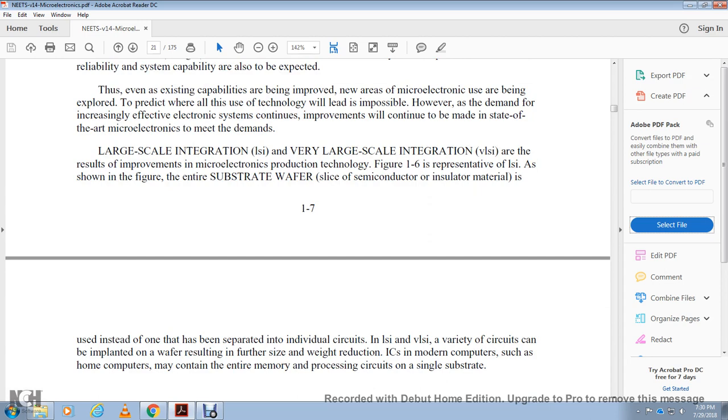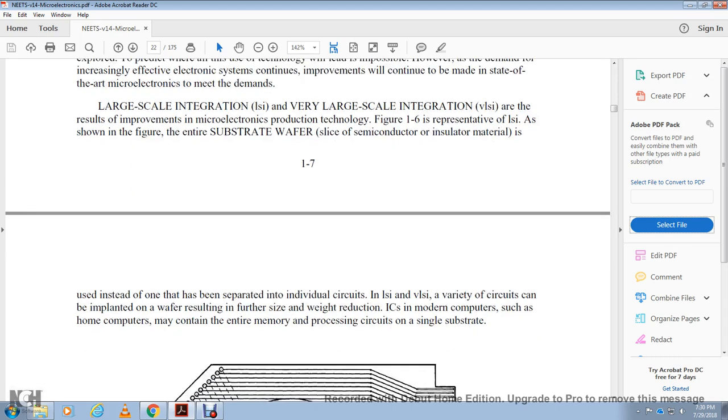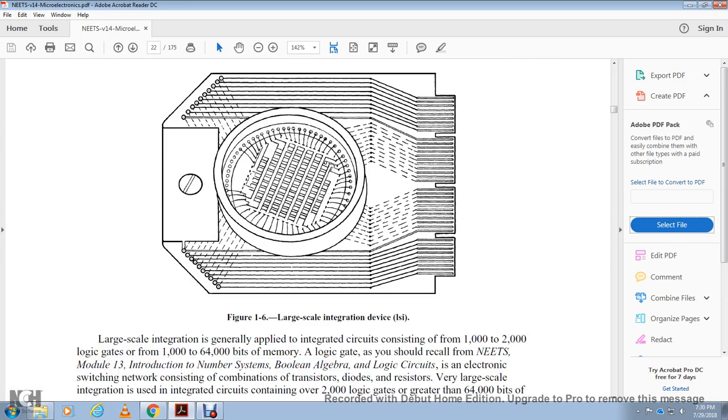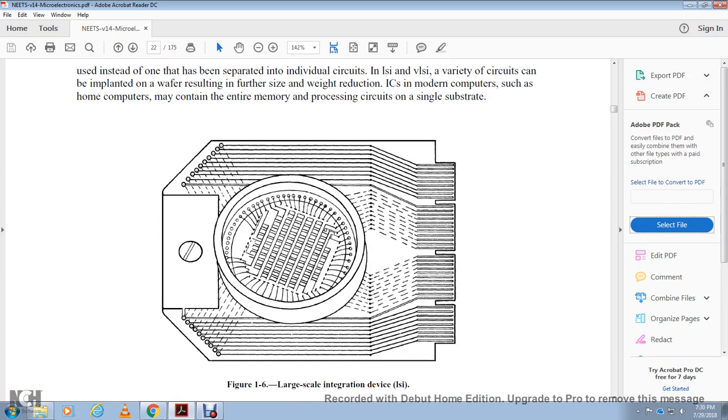In large scale integration, a variety of circuits have been implemented at wafer size, resulting in further size and weight reduction in integrated circuits. Modern computers such as home computers may contain the entire memory and processing circuit in a single substrate. Figure 1.6 shows a large-scale integration device.